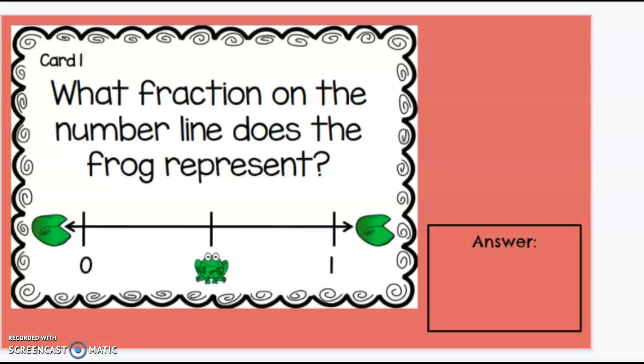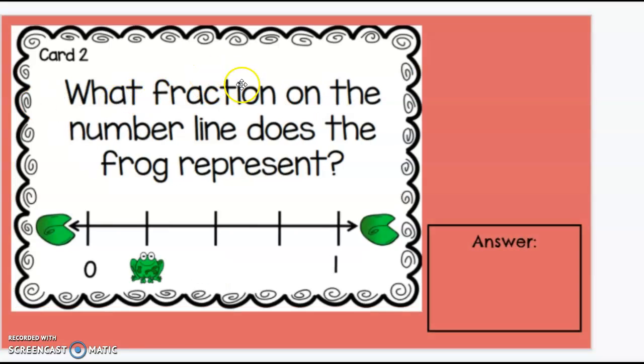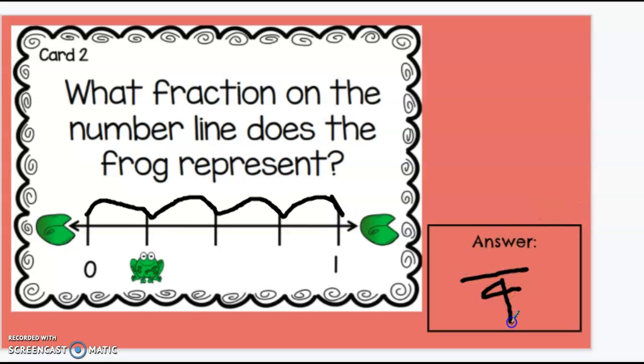Okay, let's look at this next card. What fraction on the number line does the frog represent? Well, I need to figure out how many spaces I have on my number line first. 1, 2, 3, 4. 4. That is going to be your denominator because that is the number of pieces or spaces in your whole. And then your frog is going to be at jump number 1. It's at the first space. So the frog represents 1/4. 1/4 on your number line.